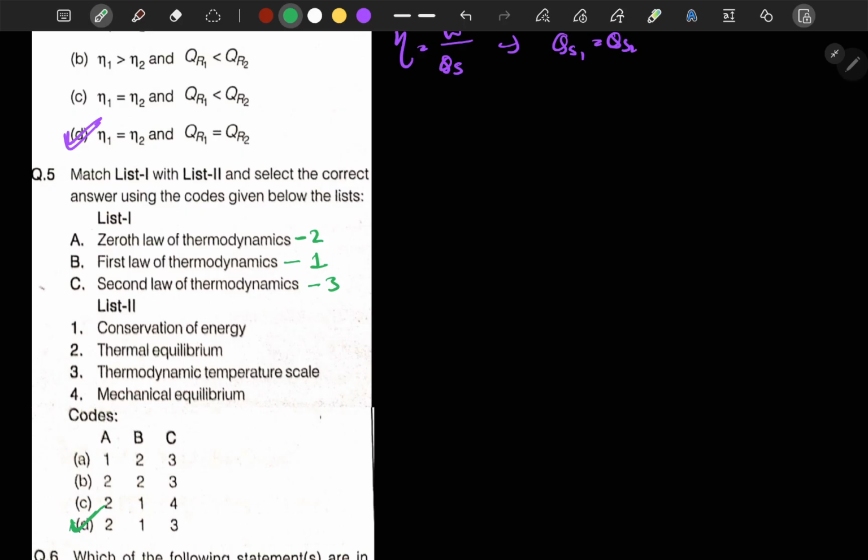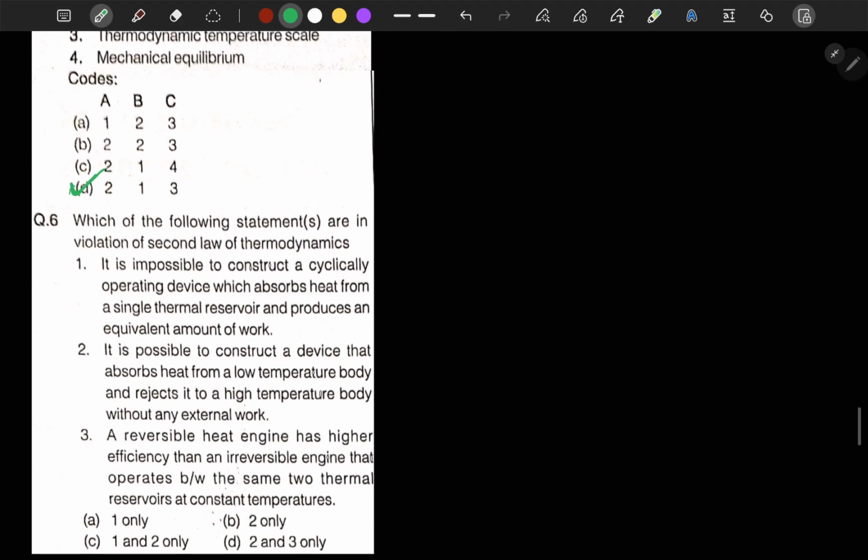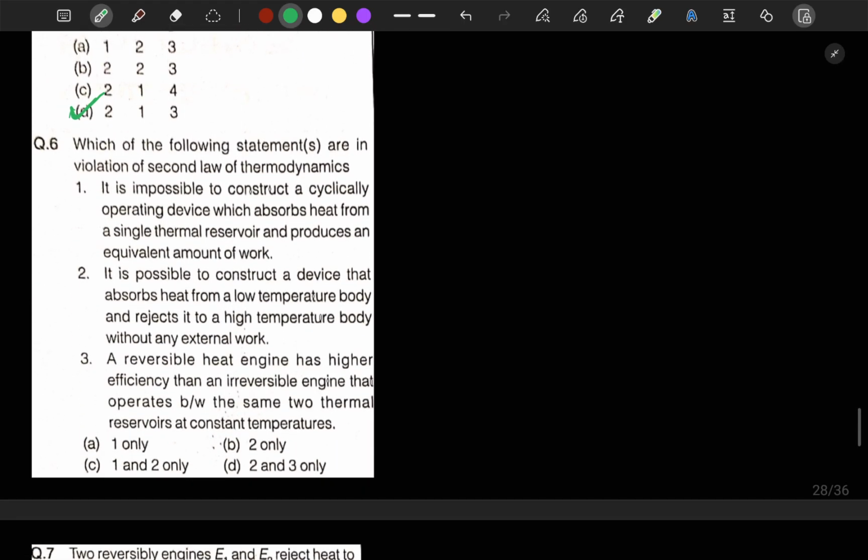Now moving to the next question, number 6. Which of the following statements is a violation of the second law of thermodynamics? We will see the statements one by one. For question number 6, we will be seeing the first statement: it is impossible to construct a cyclic operating device which absorbs heat from a single thermal reservoir and produces an equivalent amount of work.